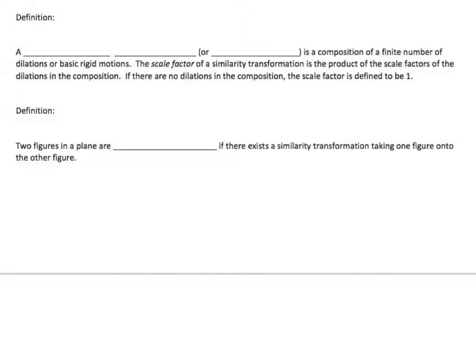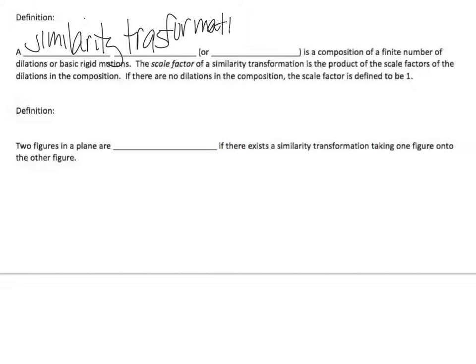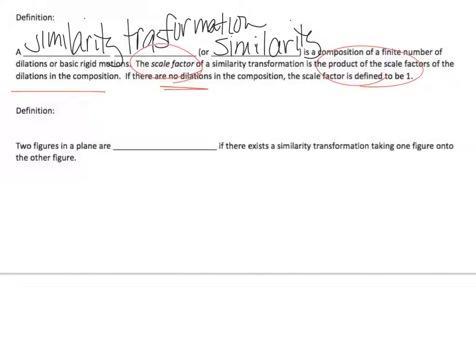And if we think about an actual definition, we can say a similarity transformation, or just plain old similarity as we're going to be calling it, is a composition of a finite number of dilations or basic rigid motions. The scale factor of a similarity transformation is the product of the scale factors of the dilations in the composition. We're just going to make it one scale factor from beginning to end. And if there are no dilations in the composition, the scale factor is going to be 1.